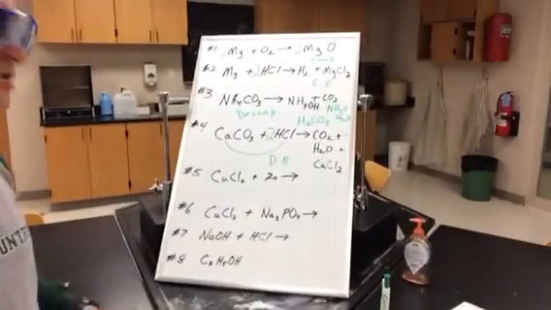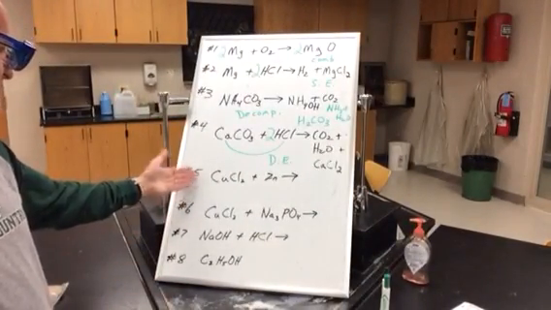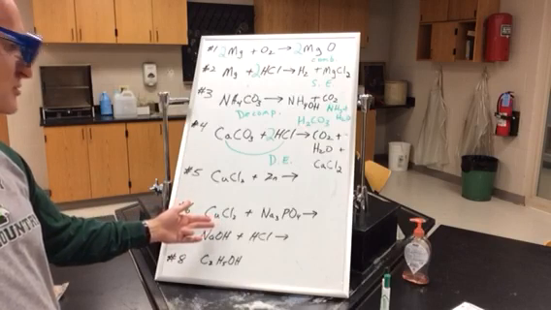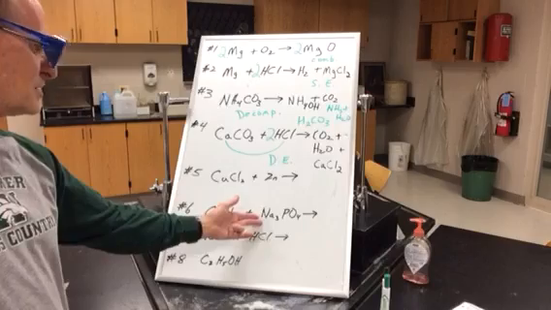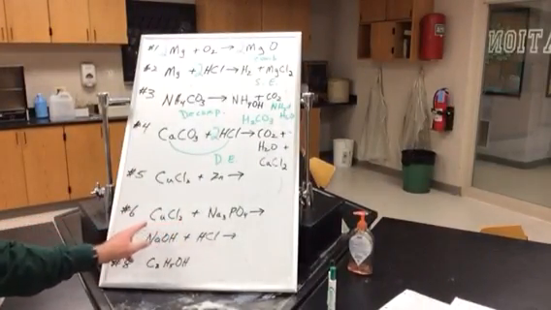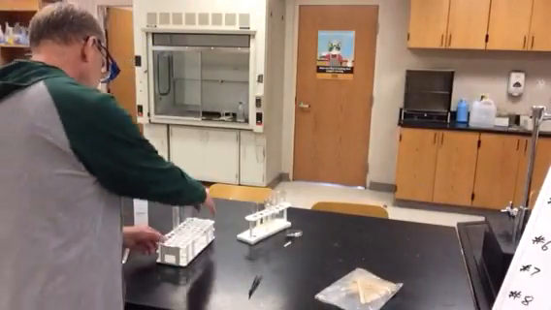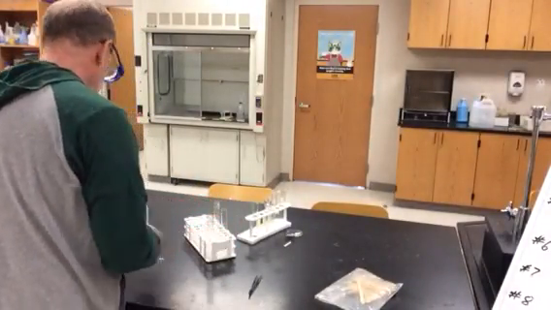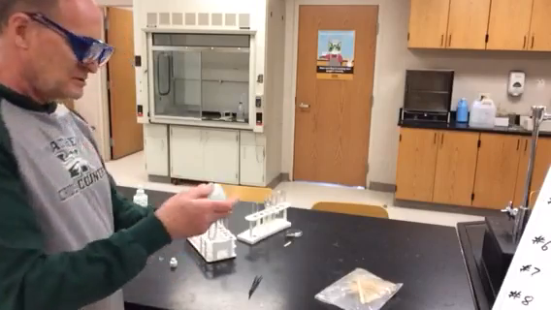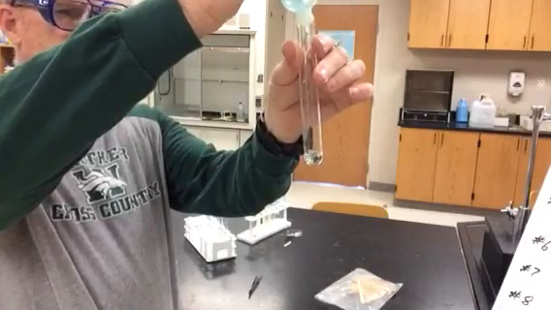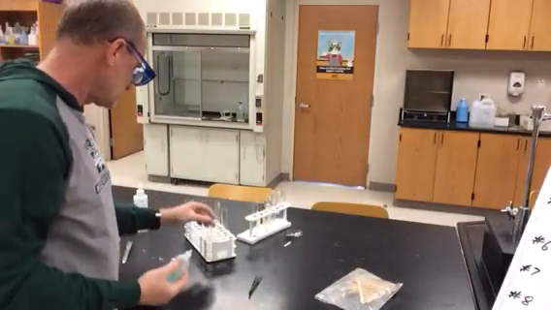So let's keep going. I'll come back to my charts here. So this one we're going to let set for a few minutes. Number 6, copper chloride. Again, we use that same blue solution, and sodium phosphate. So let's try those 2. And if you look at those reactants, you might already be able to predict what kind of a reaction is going to be. So here's my copper chloride solution. Get a little of that in the bottom of my test tube.